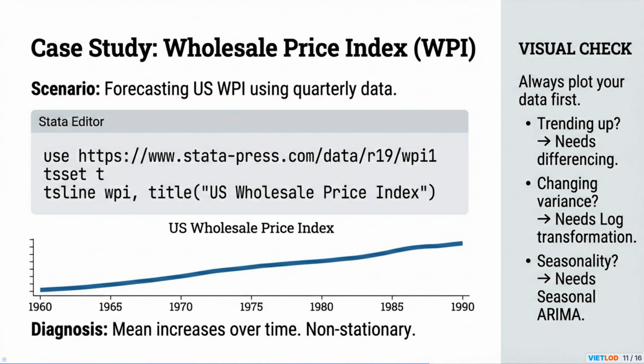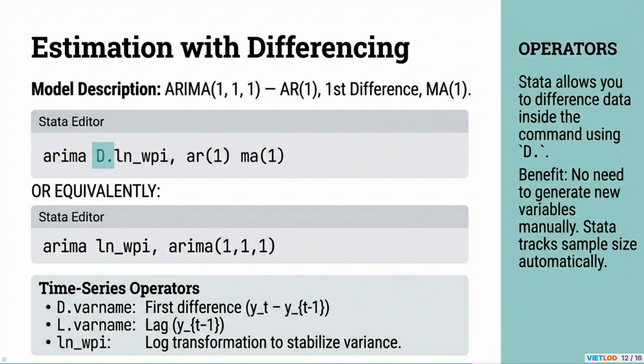Our case study involves forecasting the U.S. Wholesale Price Index, or WPI, using quarterly data. The first step is always to visualize the data. We load the data, tsset the time variable, and then use tsline to plot the series. The plot immediately reveals a strong upward trend. The mean is clearly increasing over time. This visual diagnosis tells us the series is non-stationary and will require differencing before we can model it with ARIMA. We also need to check for changing variance, which might require a log transformation, and seasonality, which would point to a seasonal ARIMA model.